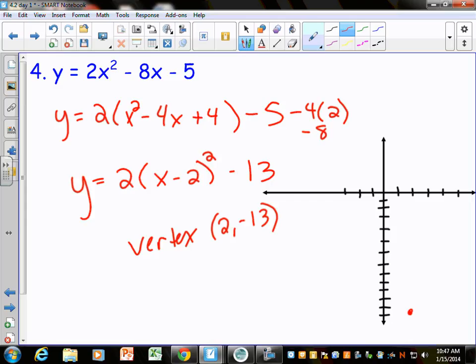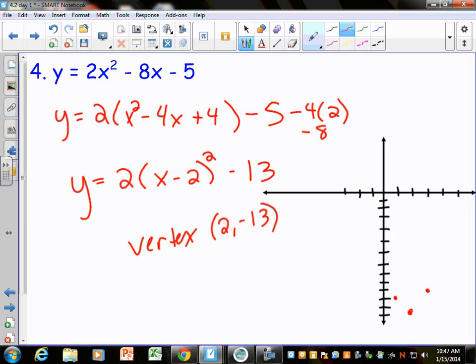So we could make an XY chart. We could plug 0 in here and see what happens. But the idea is it's stretched by a factor of 2. So normally when you go over 1, you go up 1, but it's going by 2. So you go over 1 and you go up 2. You go over this way 1 and you go up 2.